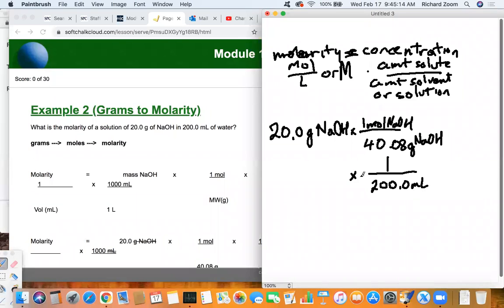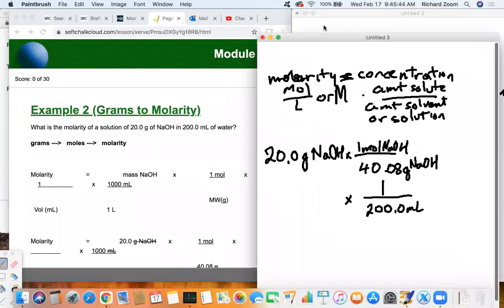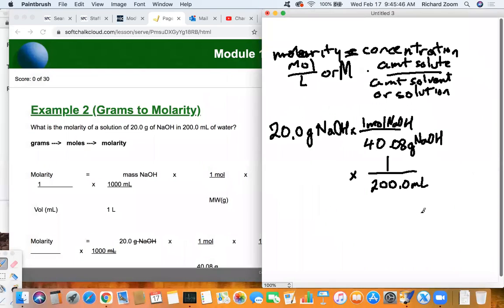Now you might be wondering, well, times one what? Well, if we go back to the original equation, it's moles of solute divided by liters of solution. I currently have milliliters of solution here, but what I'm focusing on is the divide by part. If I want to express division, I do times one over the volume. That's the same as dividing by 200.0 mL. Does anybody have any questions so far? I'm not done yet, by the way.